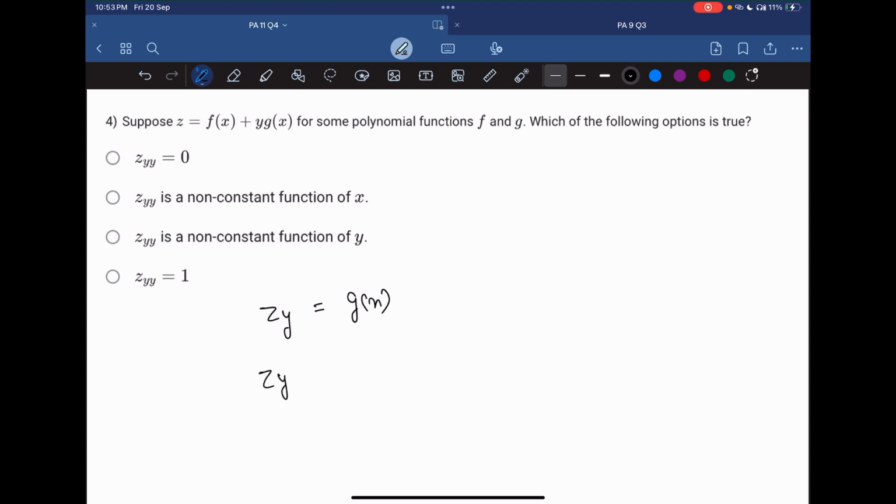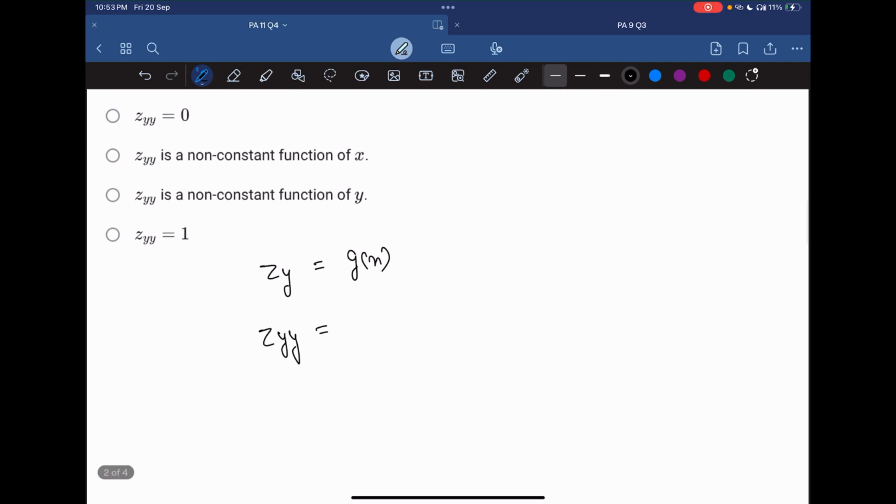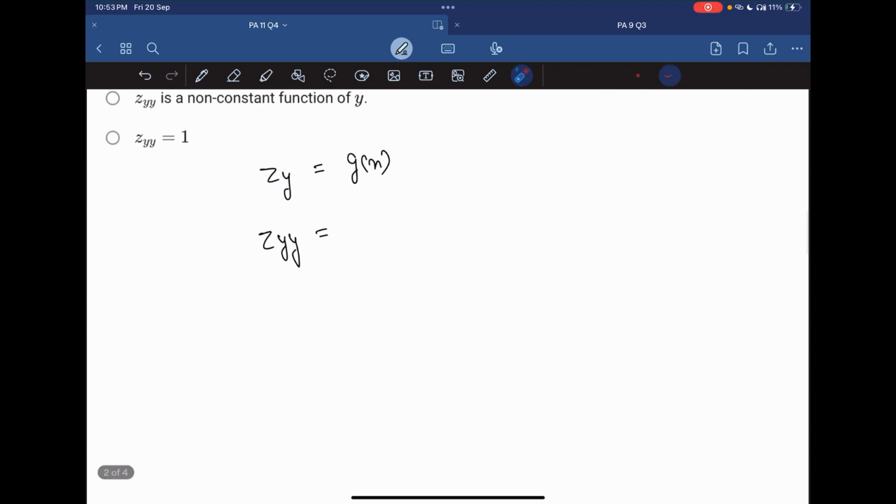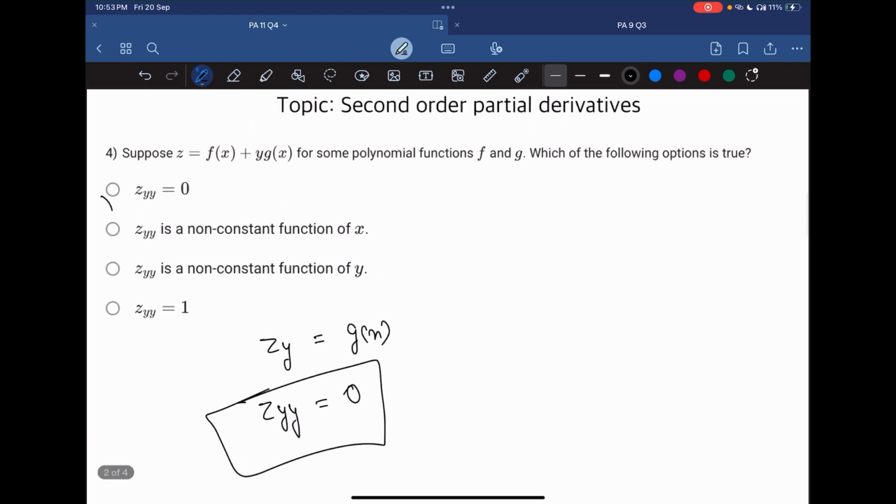Now, if we take the second order partial derivative with respect to y again, here g(x) is some function of x, so there would not be any y term involved, so here it would be 0. So, the first option is the correct answer.